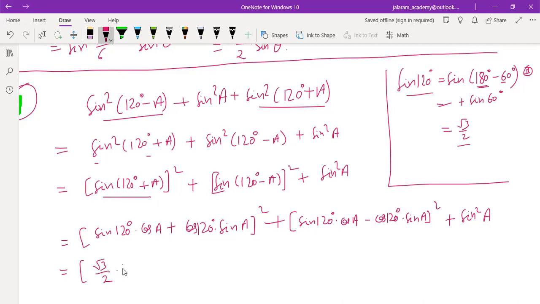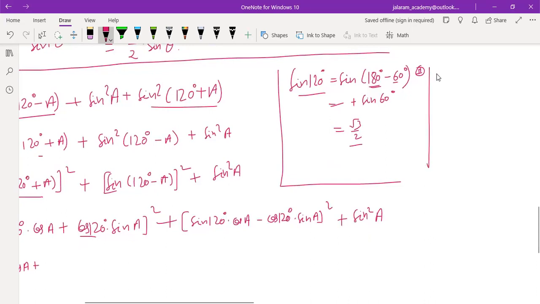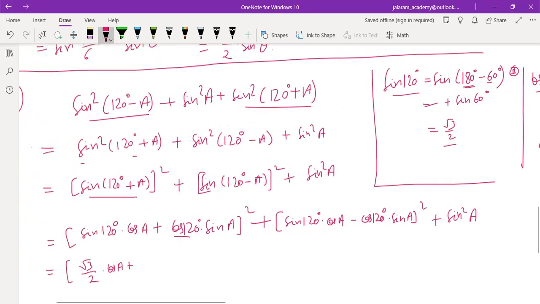Root 3 by 2 cos A plus again cos 120 degree equals to cos 180 degree minus 60 degree. It is also in second quadrant. In second quadrant, cos is negative. 180 degree is non-changer, so cos remains cos. Theta is 60 degree. Value of cos 60 degree is half. So value of cos 120 degree equals to minus half.